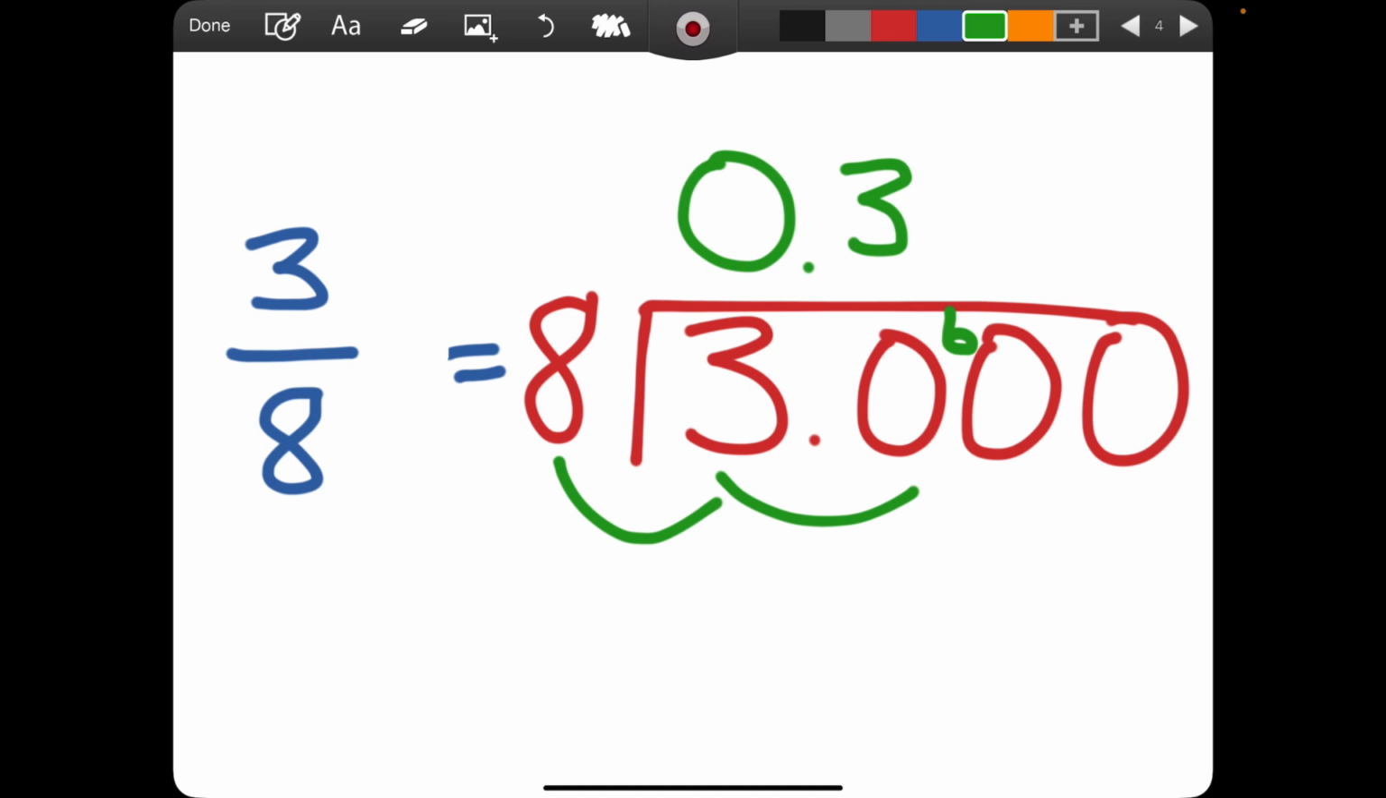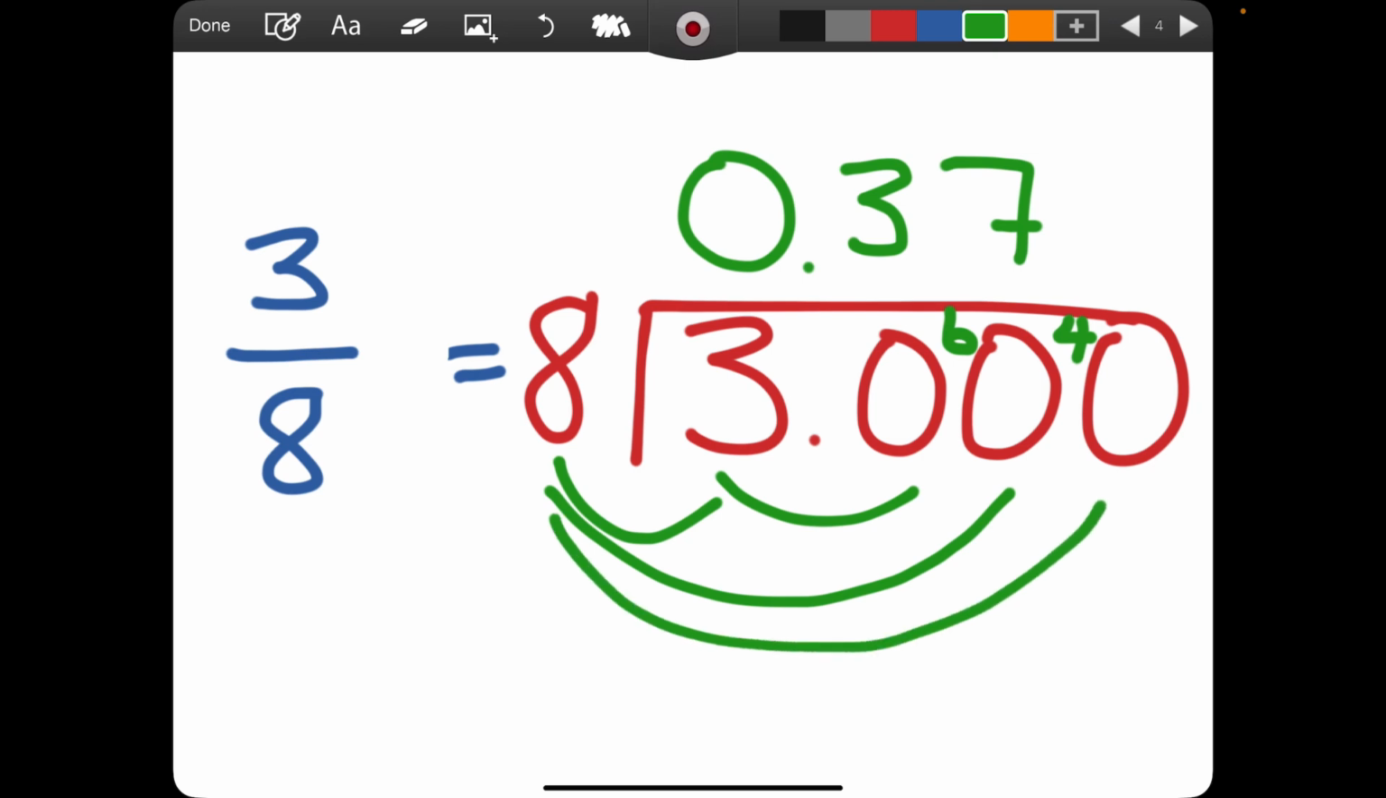Okay, next, we've got the number 60. How many times does 8 go into 60? I know that 8 times 7 is 56, so it goes in 7 times with 4 remaining. Next, the last one, how many times does 8 go into 40? 8 goes into 40 5 times, and I have nothing remaining, so there's my answer. 3/8 as a decimal is 0.375.